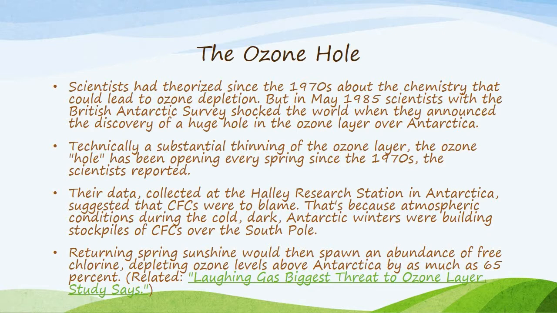Technically a substantial thinning of the ozone layer, the ozone hole has been opening every spring since the 1970s, the scientists reported. Their data, collected at the Halley Research Station in Antarctica, suggested that CFCs were to blame. That's because atmospheric conditions during the cold, dark Antarctic winters were building stockpiles of CFCs over the South Pole. Returning spring sunshine would then spawn an abundance of free chlorine, depleting ozone levels above Antarctica by as much as 65%. Related: laughing gas biggest threat to ozone layer, study says.